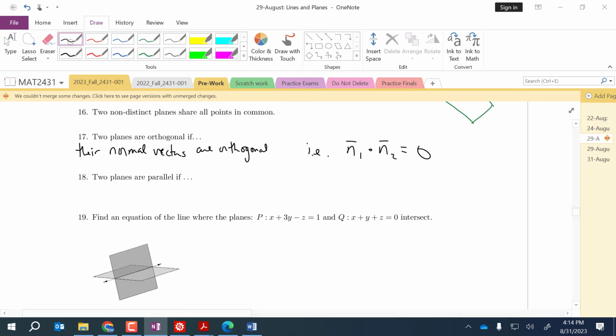Two planes are parallel if n1 is equal to a n2. What did I just say there? Two planes are parallel if what? So here I've got two vectors, and what am I saying about these two vectors? One is a scalar multiple of the other. What's that the definition of? The vectors being parallel. So two planes are parallel if their normal vectors are parallel, i.e. if one normal vector is just a scalar multiple of the other.